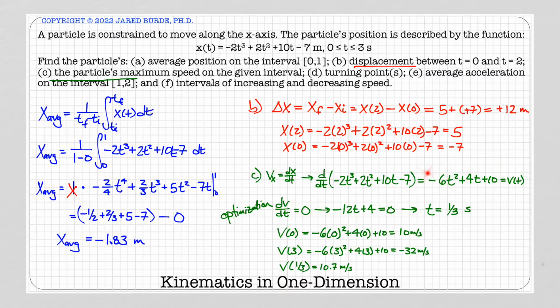Here I have evaluated my velocity function at the two endpoints and at the optimization location, the value of t for which I have a local max or min, and I see that my maximum speed is going to be here. The negative sign means that I'm moving to the left, but this is the largest value. The speed is the absolute value, the magnitude of the velocity. So this is going to be my maximum speed that occurs at t equals 3.